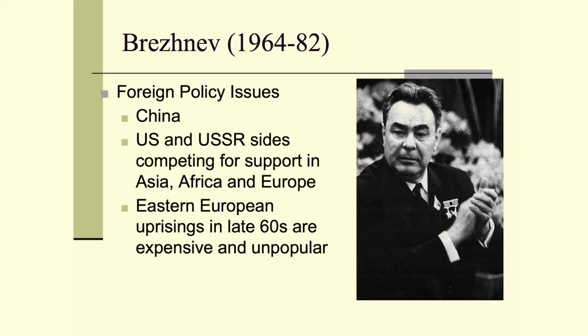And also in Eastern Europe in the late 1960s, there are some uprisings. There's an especially important one that happens in Czechoslovakia in 1968. So in 1968, Czechoslovakia starts to move away from communism. And the Warsaw Pact, remember that's the alliance that the Soviets have in Eastern Europe, the Warsaw Pact with the USSR invades into Czechoslovakia to keep it communist, which is really what the Warsaw Pact is supposed to do. But that's expensive and it's unpopular.